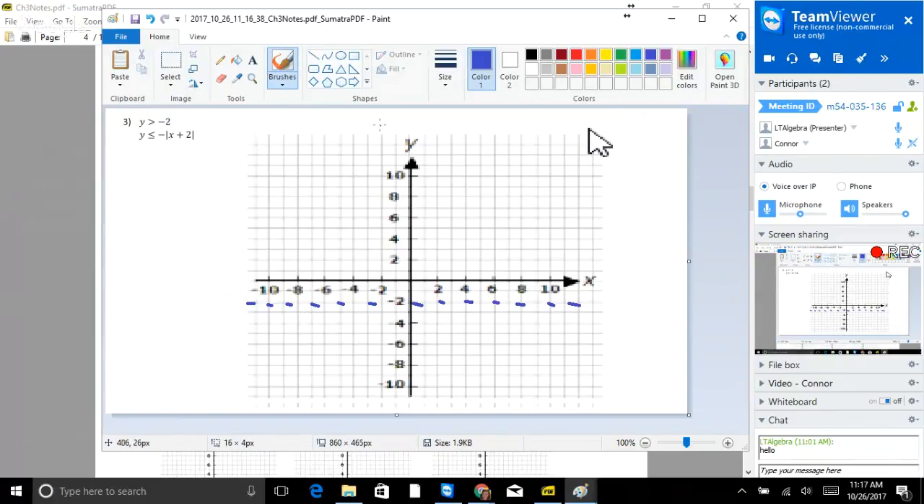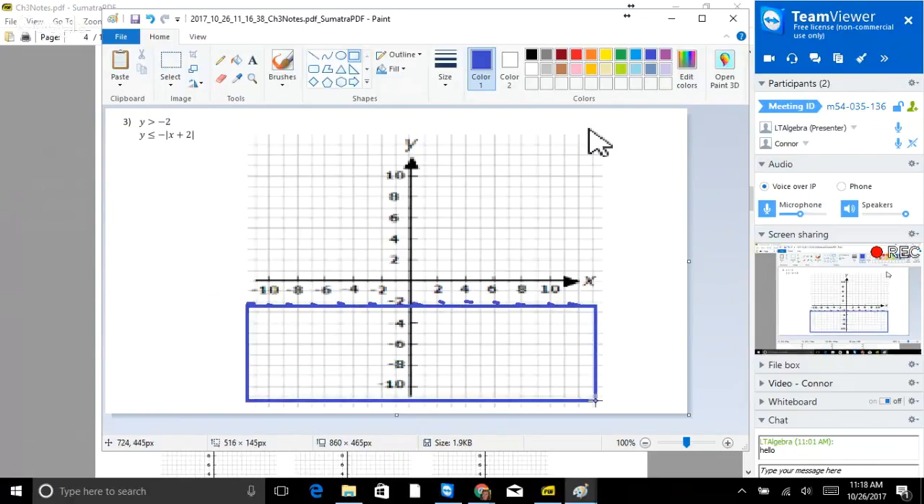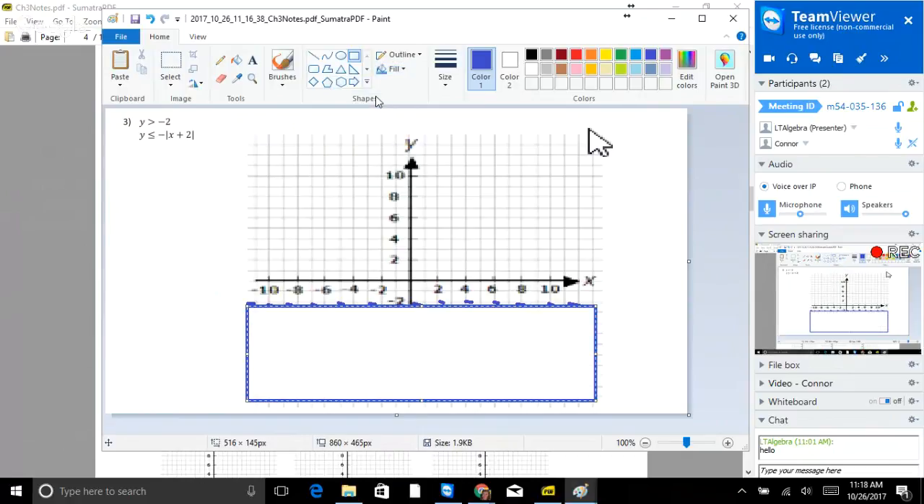Oh, I feel like I could fill this all in with color. Let's get fancy with the paint colors here. All right, so it's all these values down here. That did not work.